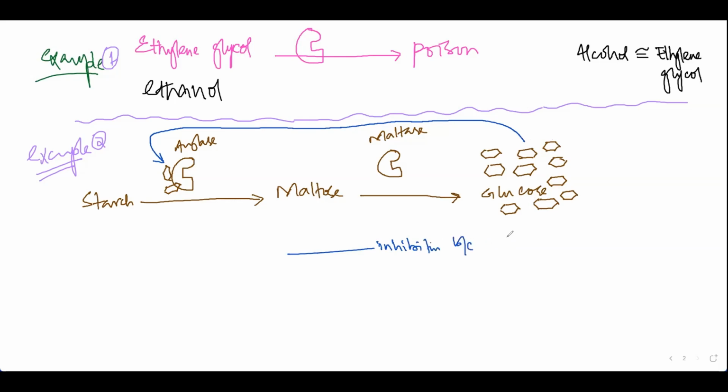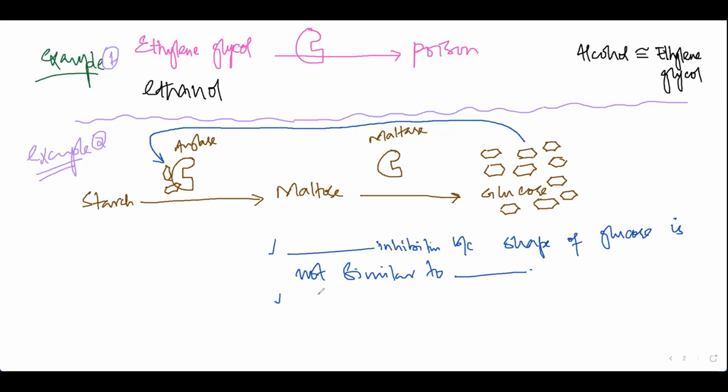Because the shape of glucose, Sabha, tell me what kind of inhibition? Very good. Because the shape of glucose is not similar to what? Starch.